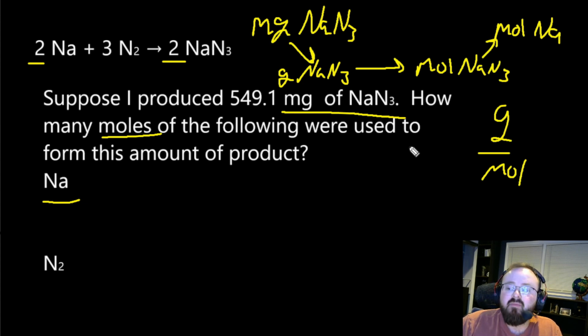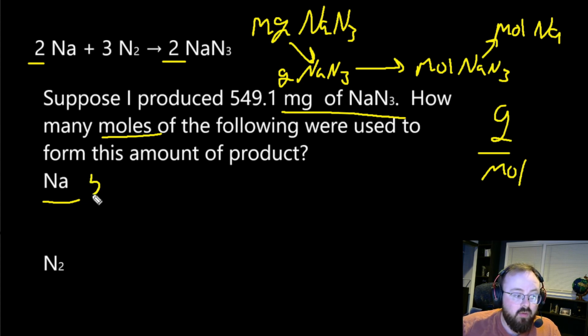The last time we needed the molar mass of sodium. But when we're going from grams of NaN3 into moles of NaN3, we have to use the molar mass of NaN3. So whenever you're going from grams of something to moles of something, whatever that compound is, that's the molar mass that you need. So let's start this up here.